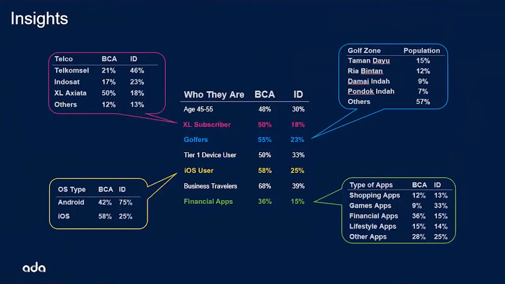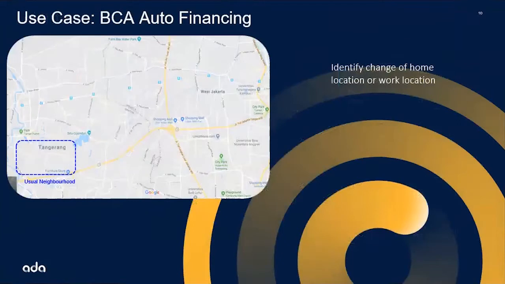So next, we will see how we use all these insights and segmentations for a use case. So this is the BCA auto financing use case that we see. Like I mentioned, they're actually a car loan financer, right? So if they loan some money to an individual, we know that it's usually seen in a certain neighborhood as per registered locations.